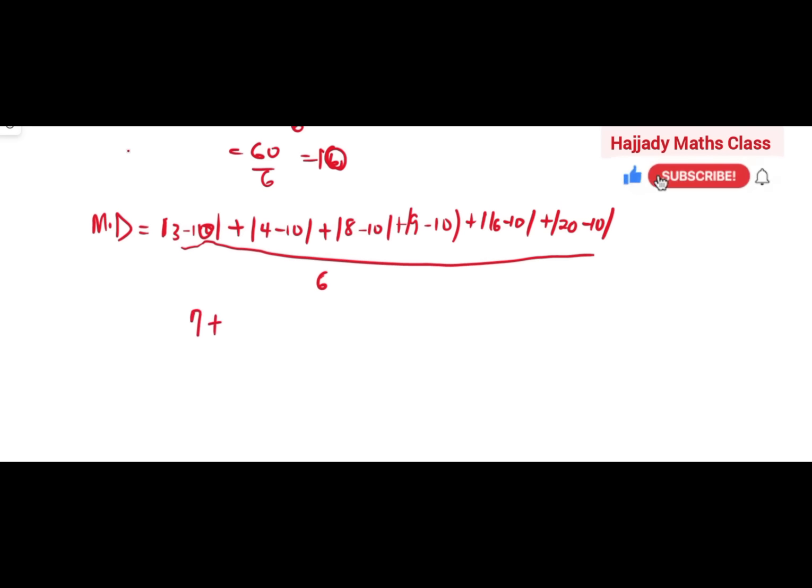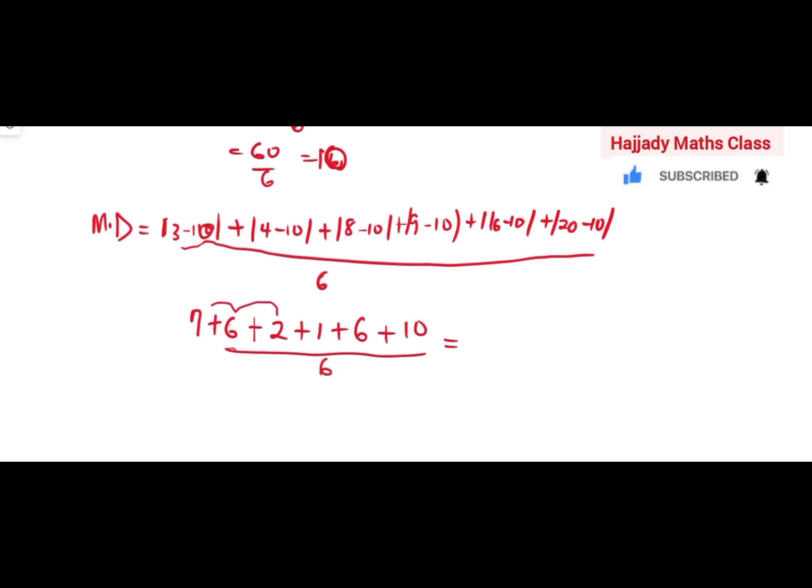4 minus 10, you are going to have 6 plus 2. Don't forget, you are taking only the positive value because of the presence of the absolute value. Plus 1 plus 6 plus 10, all over 6. And this is going to give us 7 plus this is 13, 15, 16, 22, 32. So here we are going to have 32 over 6. And that should give us 5.3 something.